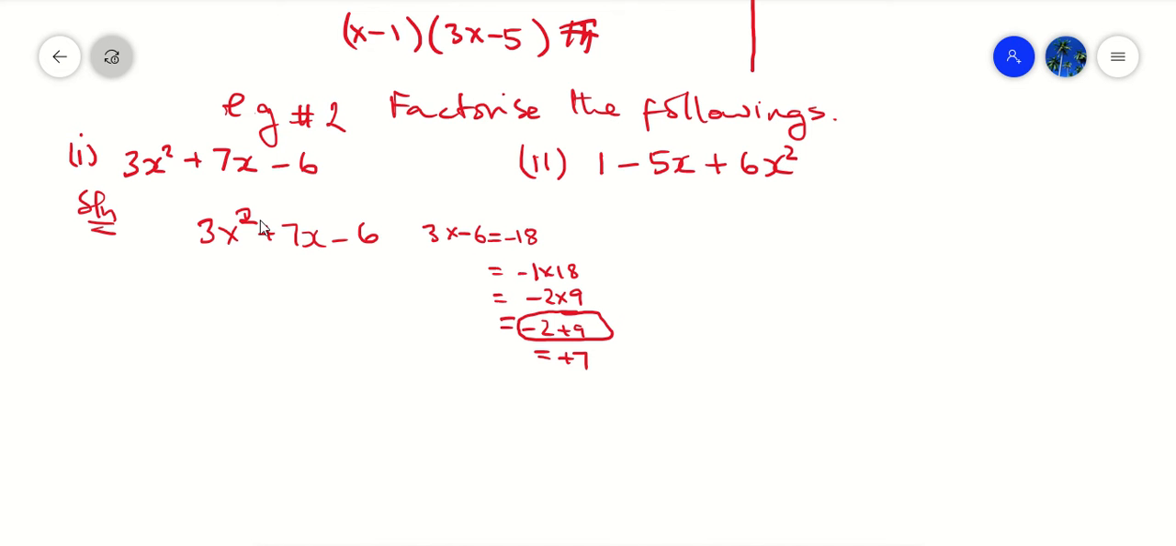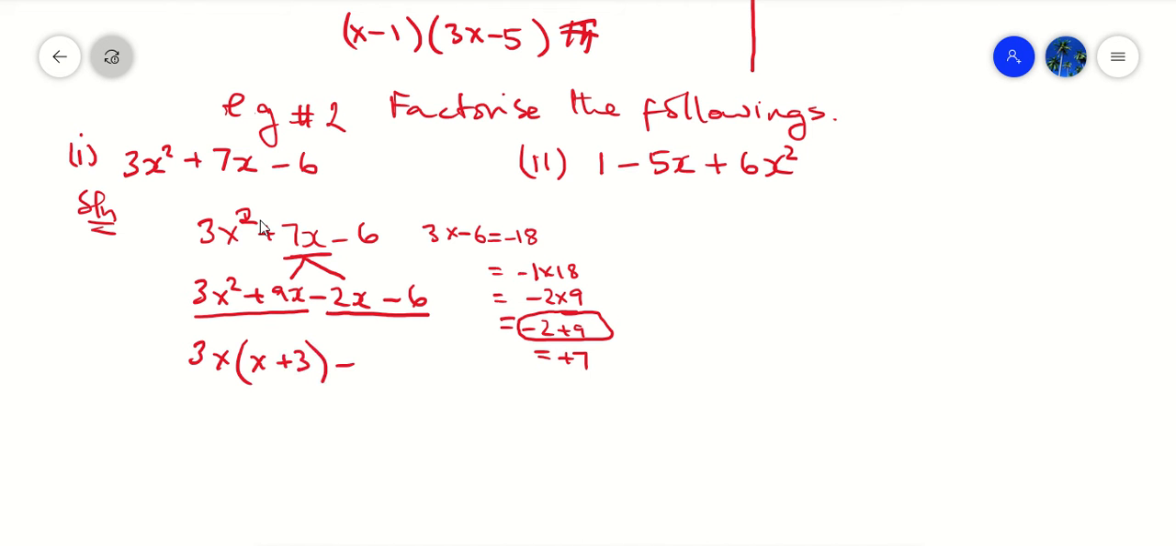So what do I do? I just split the middle term, where I will have 3x squared plus 9x minus 2x minus 6. Positive 7x is equal to these two terms. So again, I just factor out the first two terms, factor out the last two terms. The common factor between the first two terms, I will get 3x into x plus 3, minus the common factor between these two terms is minus 2.